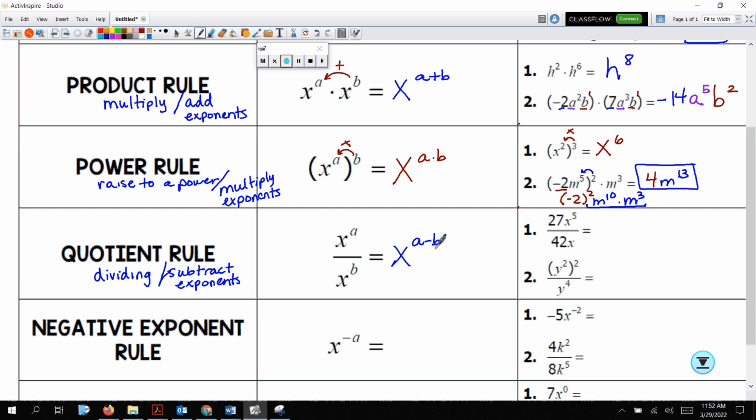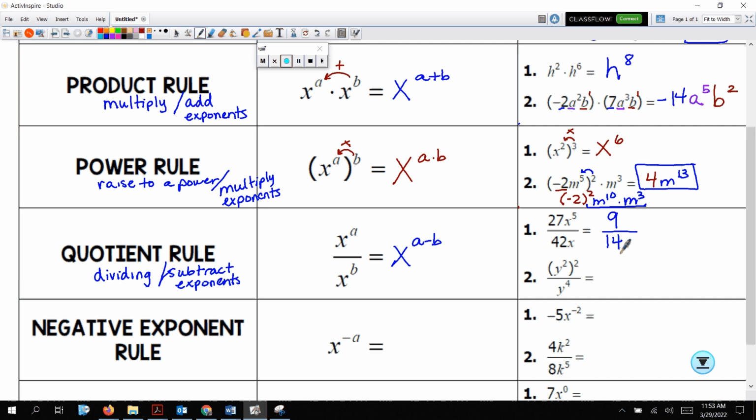I always subtract the bottom number from the top. If you look at this example, if you have coefficients, you actually have to divide those. So 27 divided by 42 does not turn into a nice number. It's a fraction. So if you just use the ABC button, 27 ABC 42, you get 9/14. That's the number part.